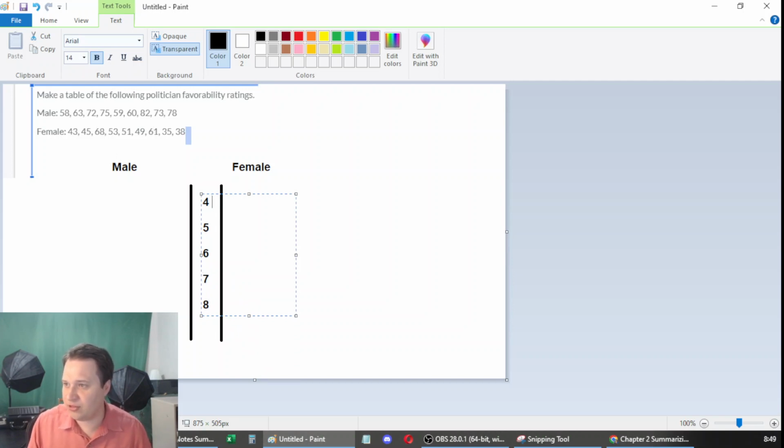So I see we have 43, 45, and 49. So that's 43. This part should be review. 43, 45, and 49 for those three values. There's a 51 and a 53. Remember to put them in order. So here's 51 and 53.